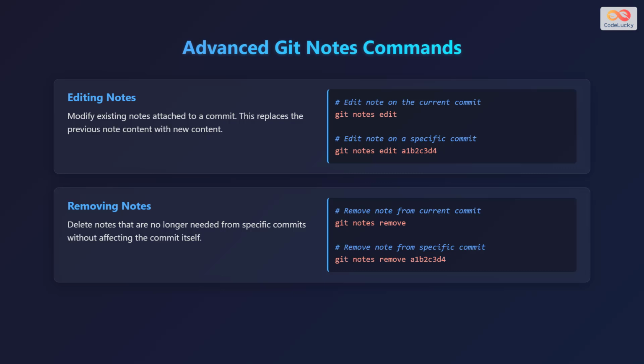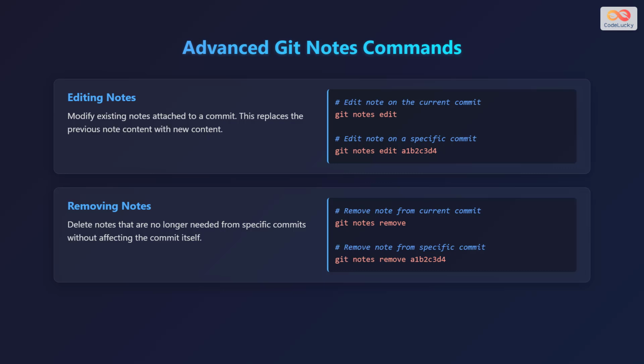Let's explore advanced Git Notes commands. First, how to edit notes. You can modify existing notes attached to a commit. This replaces the previous note content with new content. To edit the note on the current commit, use the command git notes edit. To edit the note on a specific commit, use the command git notes edit, followed by the commit ID, a1b2c3d4.